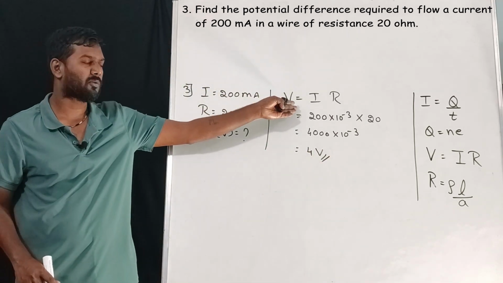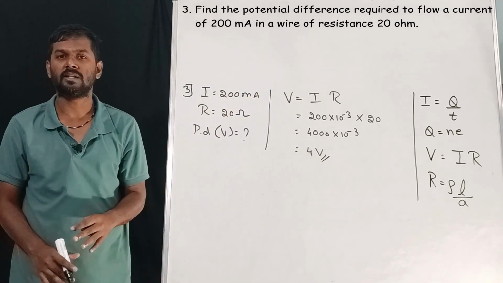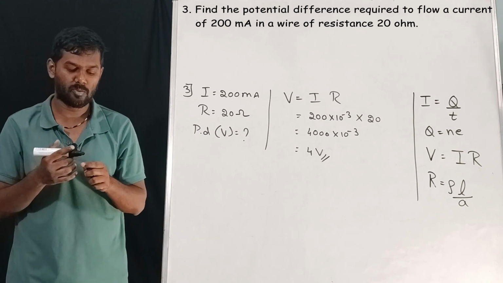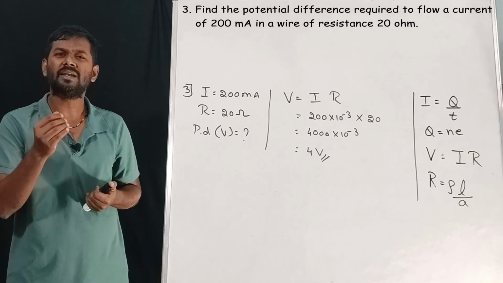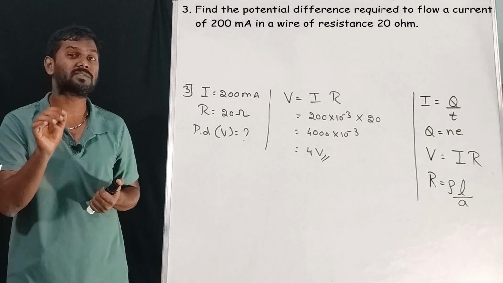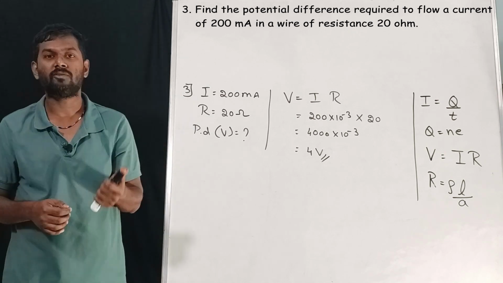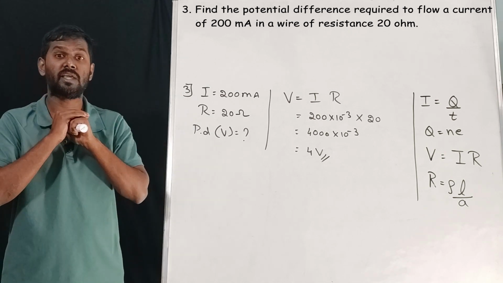See, if you know the proper formula, substituting and getting the answer, that's it. Part A and Part C numericals are very easy. Part B is a little advanced question, but Part B requires a lot of understanding. If you have that knowledge, any question you can easily answer.